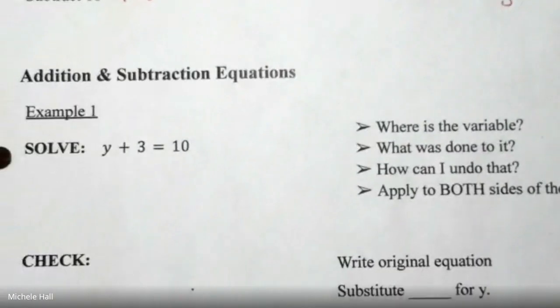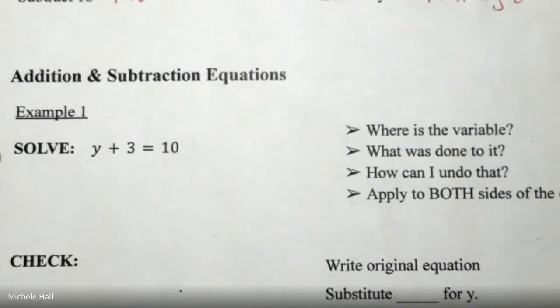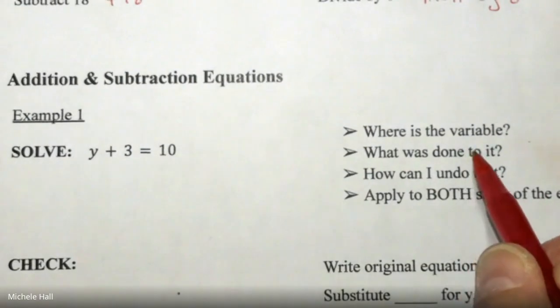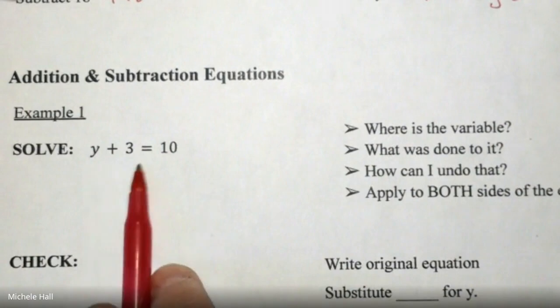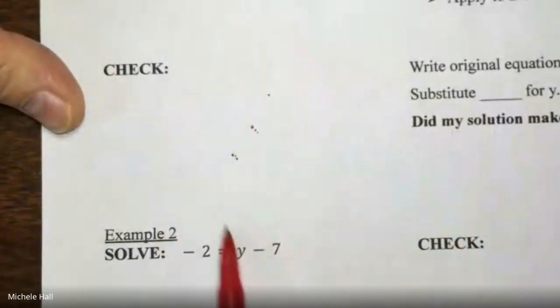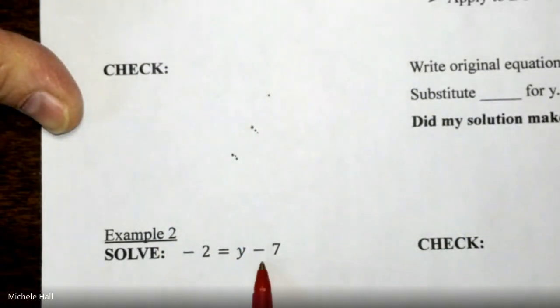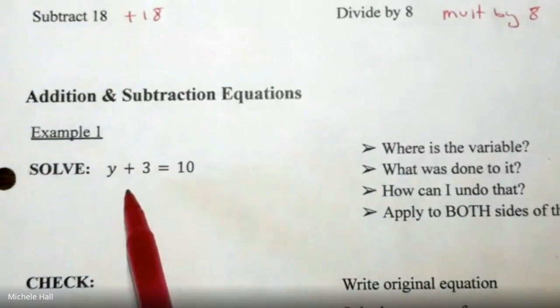Example 1, we're solving addition and subtraction equations. The first thing you need to ask yourself is, where's the variable? You got to focus in on the variable. The variable can be on the left-hand side of the equal sign, or the variable can be on the right-hand side of the equal sign. It doesn't matter. It can be on either side. So you zoom in on the variable. Okay, I see it. It's on the left.